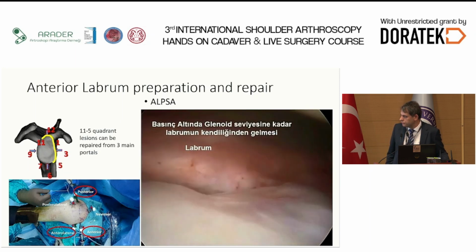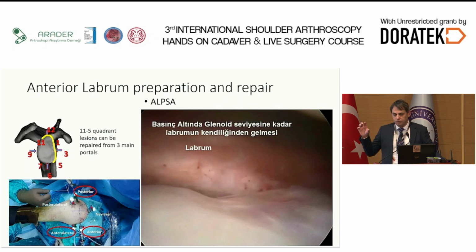Now you can see we are mobilizing the labrum, and under water pressure, when you use the arthroscopy pump, the labrum must be at the level of the glenoid. So it is at the level of the glenoid. You did a very good mobilization.